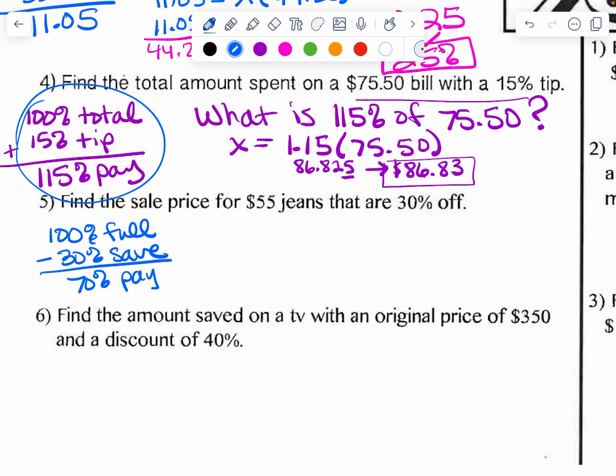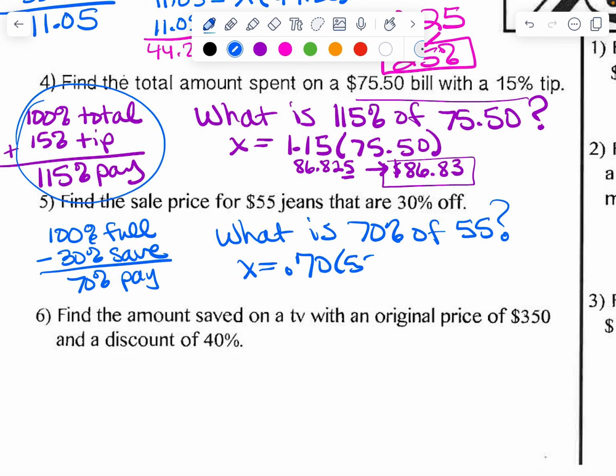Okay, lastly, find the amount saved on a TV with that original price and the discount. So my little shortcut way that I did up here is not going to work because they don't want the total price. They want to know what we saved. So we really just want to know what is 40% of 350. So what is 40% of 350? I'm going to put it into my calculator and I get 140. That's how much money is saved on that TV.